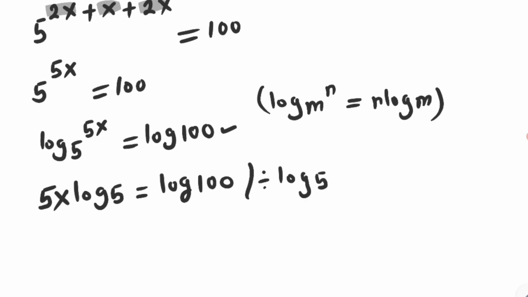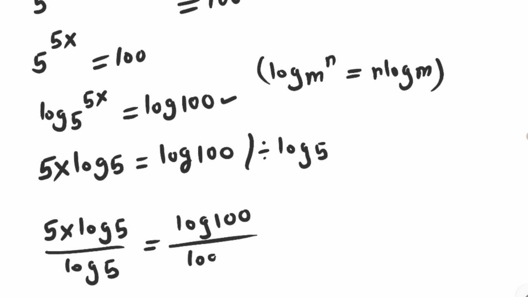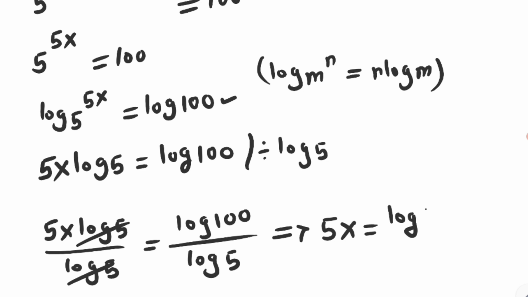Then this can be written as we have 5x log 5 divided by log 5 is equal to log 100 divided by log 5. This log 5 cancels this log 5. This is the same thing as 5x is equal to log 100 divided by log 5.